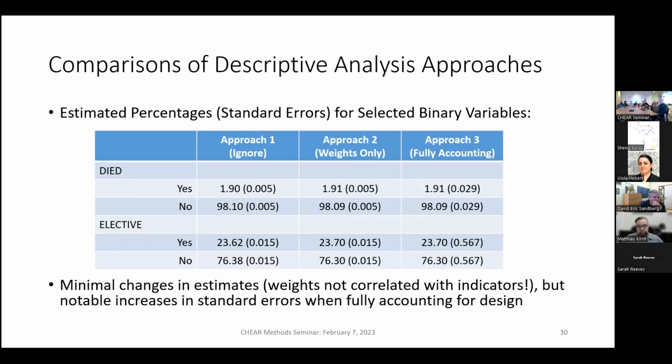What you see in this example with the NIS is that the weights are not that informative about these 2 variables. So see, the point estimates themselves don't change. There were only deaths about 2% of the time. Doesn't matter how you look at it, okay? What does change is the standard errors. Notice what happens to those standard errors in terms of inflation as you fully account for all the design features. The key thing here was the cluster sample due to the hospitals. That's where we saw an increase in the standard errors due to the cluster sampling. So unlike the NCSES example, in this case, there were minimal changes in estimates because the weights were not correlated with these indicators, but there were changes in the standard errors.